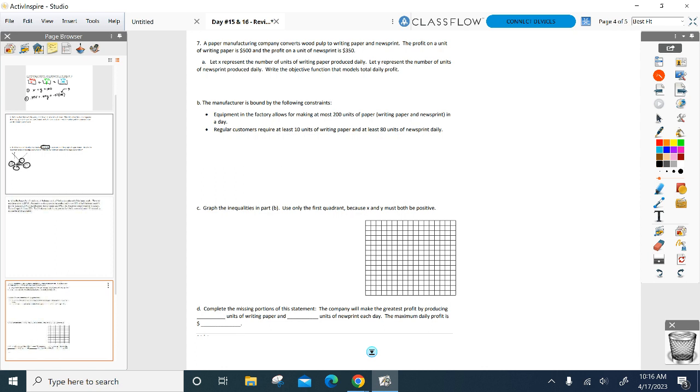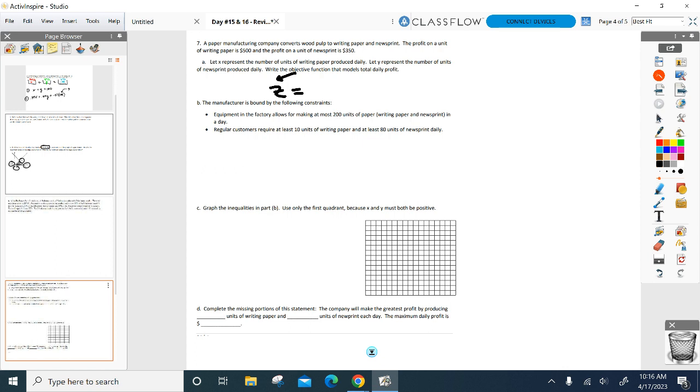All right, so here you go. So let X be the writing paper, and we're going to let Y be the number of newsprint we have. Write in an objective function. Hey, objective, remember, that's Z equals. Okay, Z equals. And it's going to be this easy on Wednesday. The money goes with your Z equals.